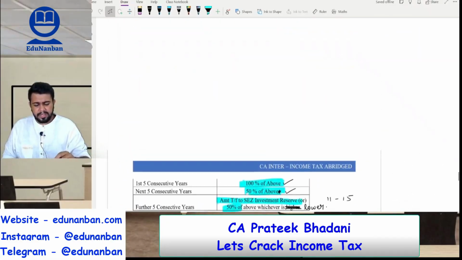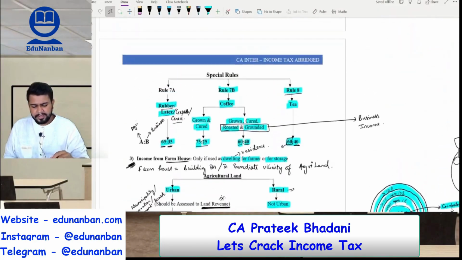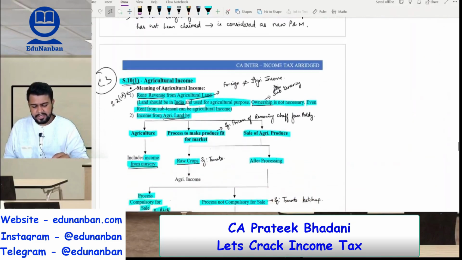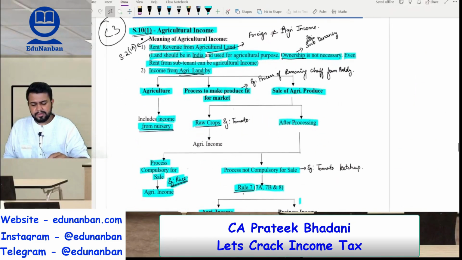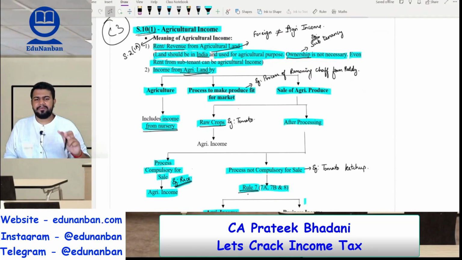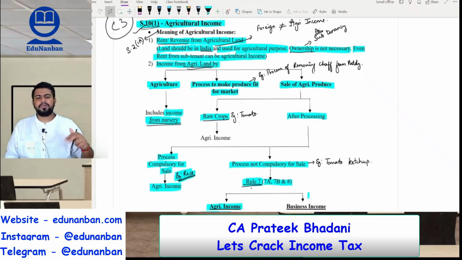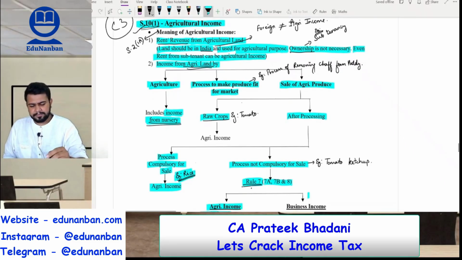So this was deduction under special economic zone. So now let us come to the next topic, that is agricultural income. So I told you that the constitution has not given the right to the parliament to tax agricultural income. The power is with state legislature. So Income Tax Act provides exemption on agricultural income via section 10 clause 1. Section 10 clause 1 provides exemption on agricultural income, but for that you should know what is agricultural income.